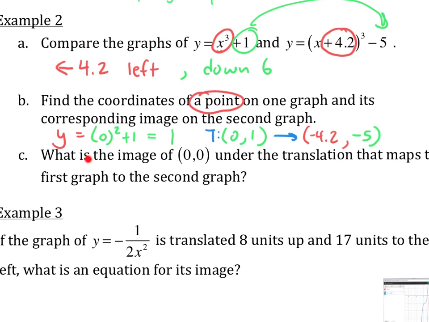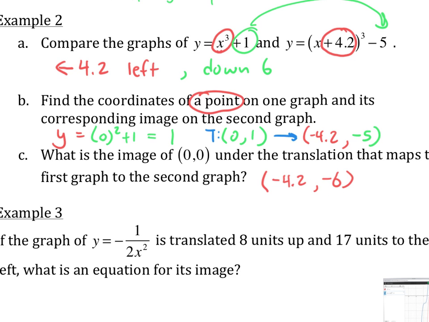And talk about this one. What's the image of (0, 0) under the translation that maps the first to the second? Good, so we apply this translation effectively to here, so we subtract 4.2 there, and then we subtract 6 from the y to get this.